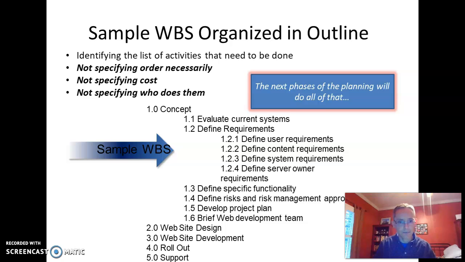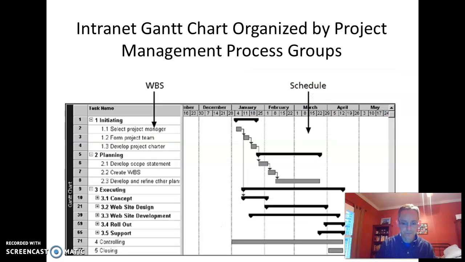Here I got it in an outline form. But if you look at what we got for a web page here, we got concept, then we got website design, website development, and rollout. And we break out that first one, you've got some requirements phases. And the requirements 1.2, you can break out further into define user requirements, define content requirements, define all of those things. What you're really doing is breaking down what actually needs to be done in this project.